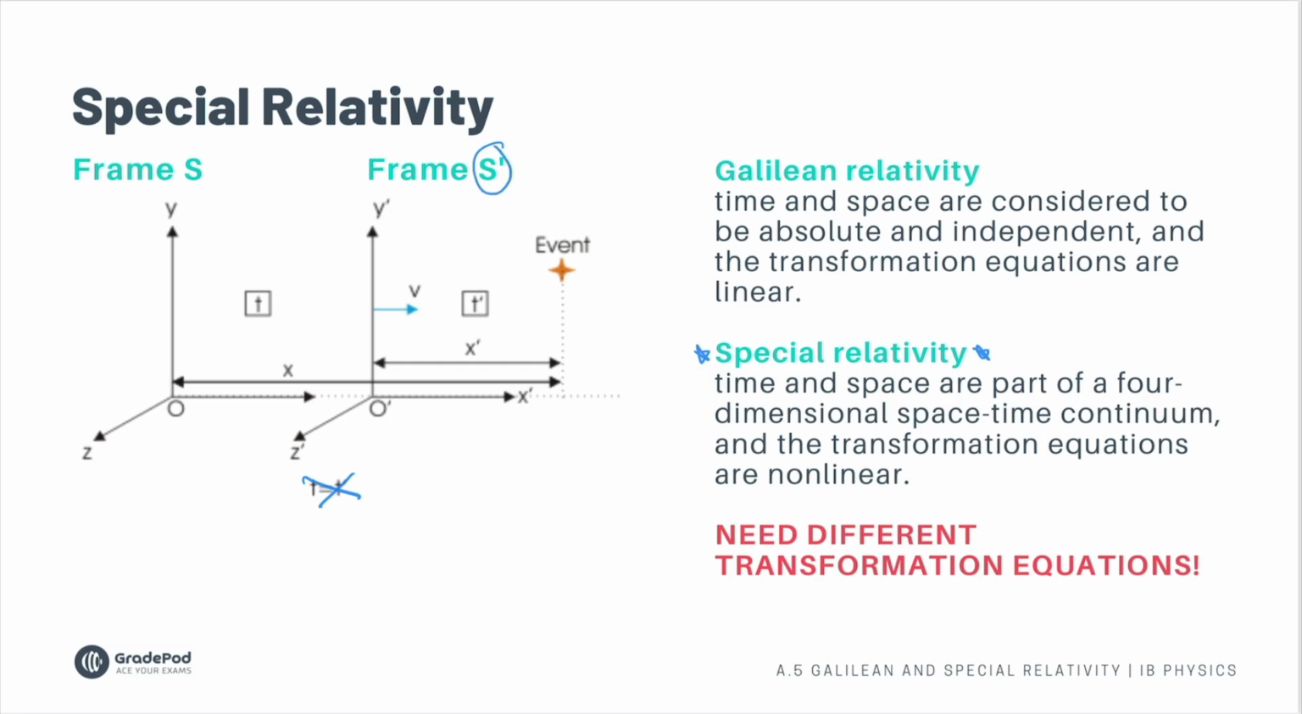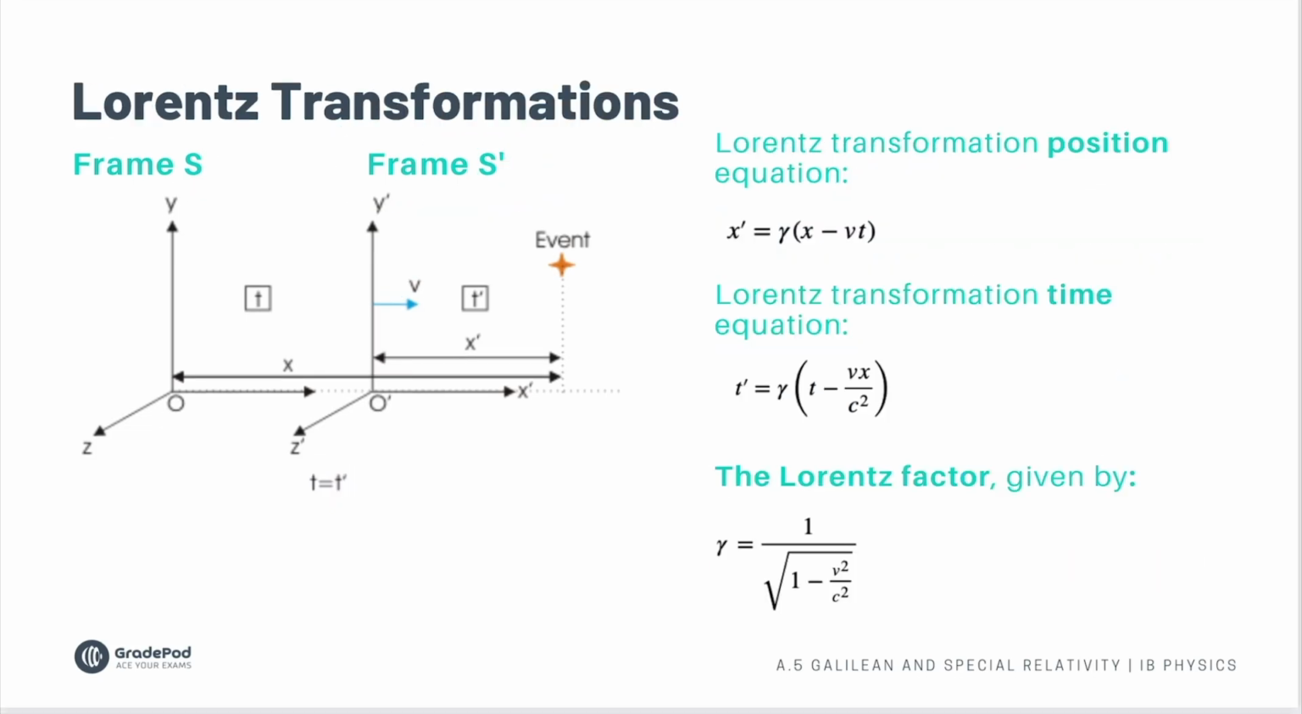When frame S dash is travelling close to the speed of light in relation to frame S, time is not a constant. In fact, time becomes a part of a 4-dimensional space-time continuum, and we can't use these linear equations. We've got to come up with some non-linear equations to find the position, the speed, and the time in this frame of reference. We need different transformation equations. And these are called Lorentz transformation equations, and they're based on a factor called the Lorentz factor. Let's have a look at them.